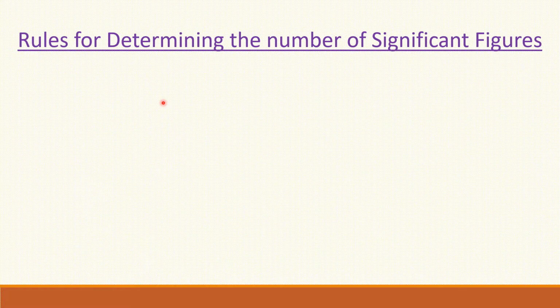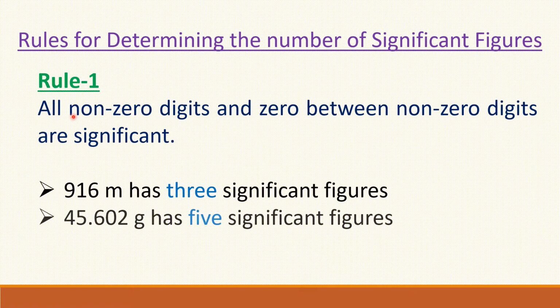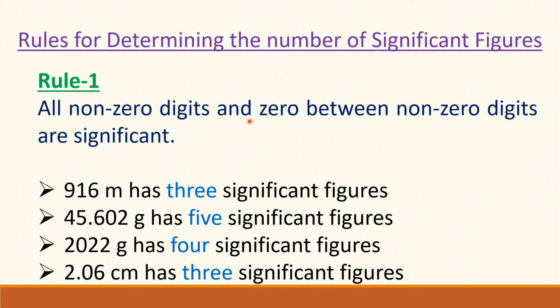Let us have a look at the significant figures first. Mainly there are 6 rules to identify the significant figures in a number or in a calculation. Rule 1: all non-zero digits and zeros between non-zero digits are significant. That is, if a 0 or a non-zero digit is between two non-zero digits, it is considered as significant.